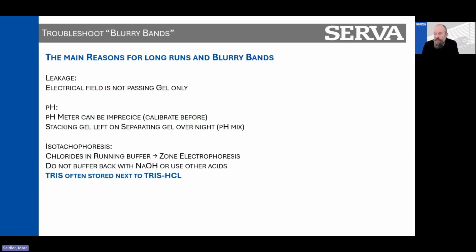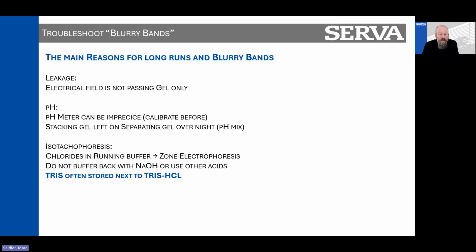We come to the troubleshooting. The most often explained issue that we have at Serva is a long run. So, well, I started my electrophoresis, and after 1 hour, my proteins are still at the half of the gel, something like that. Or the blurry bands, my bands do not get sharp.